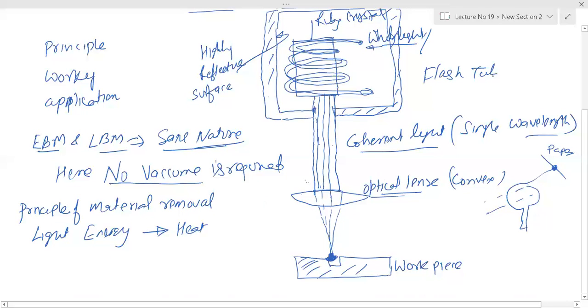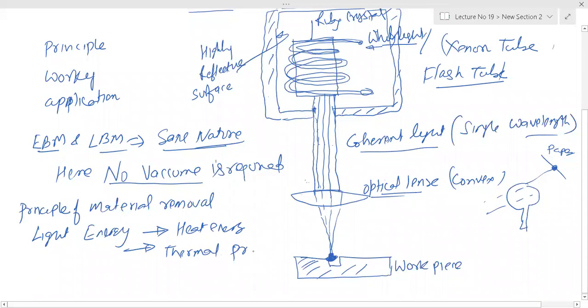Please watch that video. One video you must watch: the xenon tube. After this talk, you can watch the xenon tube, flash tube, and you will see the light, and you will understand more. Light energy is converted into heat energy. So basically, it is a thermal process.